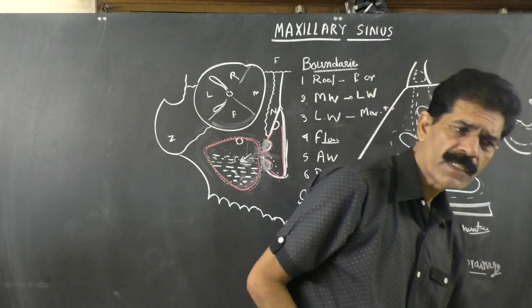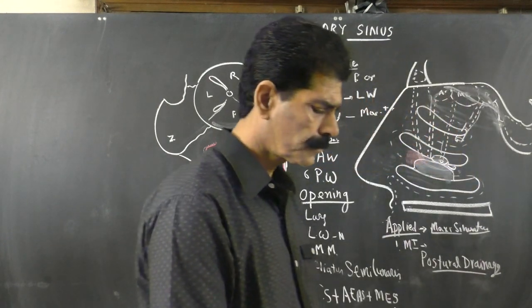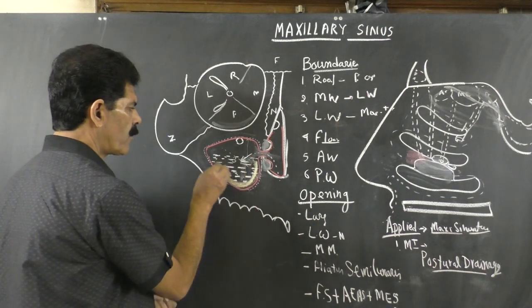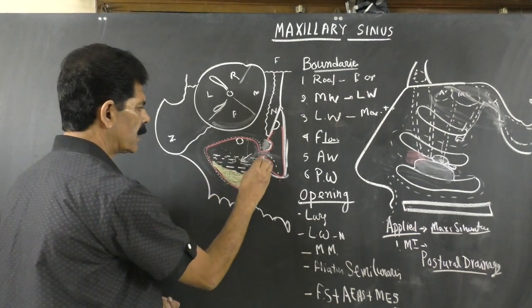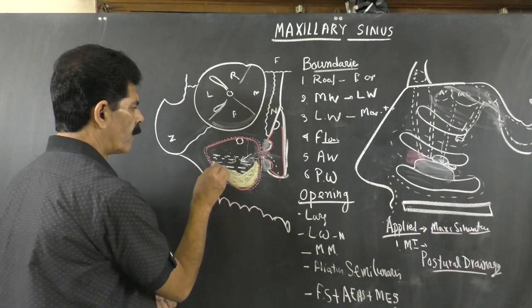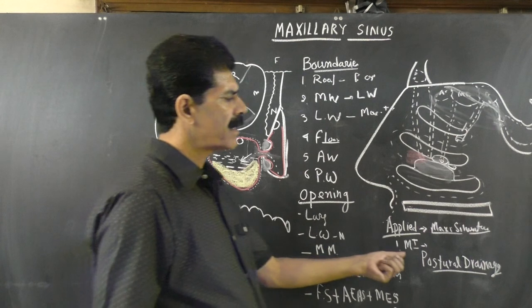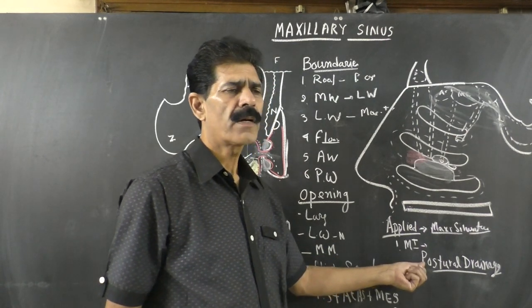But if a patient suffers from a chronic type of maxillary sinusitis, in which pus is so sticky that it sticks to the walls of the maxillary sinus, then antibiotics and postural drainage won't affect it.